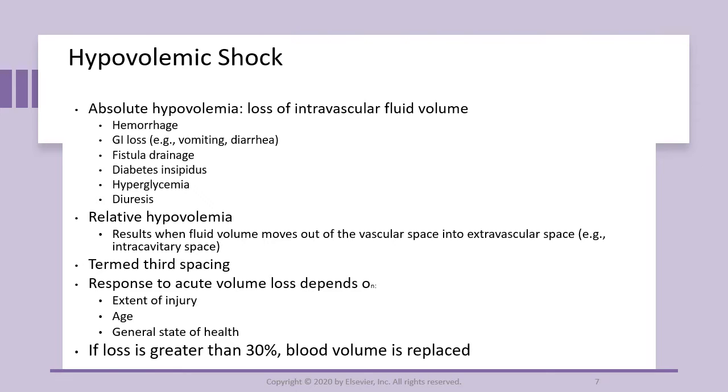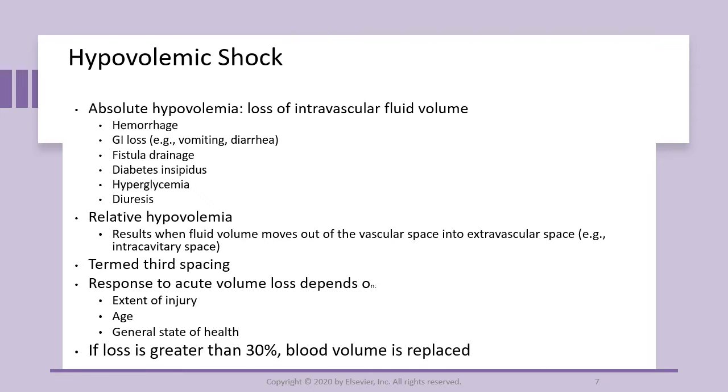The volume loss may be either an absolute or a relative volume loss. Absolute hypovolemia results when fluid is lost through hemorrhage, gastrointestinal or GI loss, such as vomiting and diarrhea, fistula, or diuresis. In relative hypovolemia, fluid volume moves from the vascular space into the extravascular space, such as the intracavitary space. We call this type of fluid shift third spacing. One example of relative fluid volume loss is fluid leaking from the vascular space into the interstitial space from increased capillary permeability, such as what we see with burns.